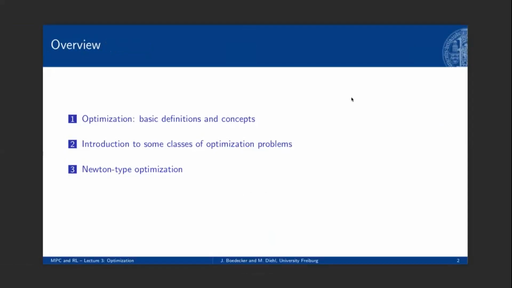First, basic definitions, then some classes of optimization problems that I think are important, so that we all know about that. And afterwards, a class of algorithms that we call Newton type optimization, which are useful for solving one particular class of optimization problems, namely nonlinear programs.